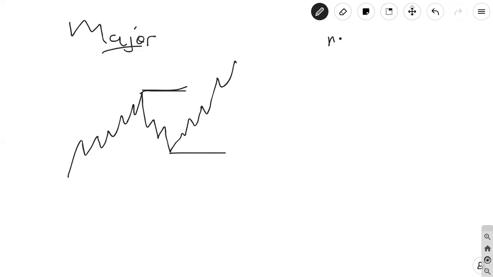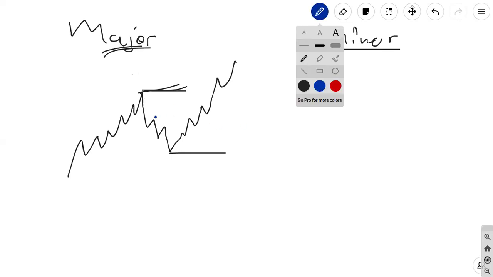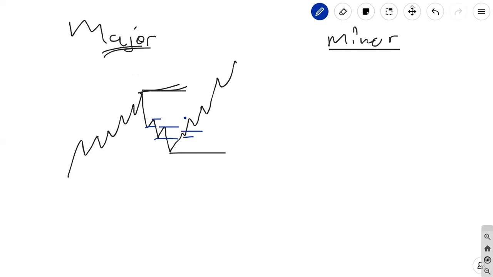But when we talk about minor structure, these are the smallest structures inside the major structure. For example, this is the major, and inside here we have small structures. We have this break of structure here. This was a minor structure, a minor structure, a minor structure. So inside this major structure, we find small minor structures.